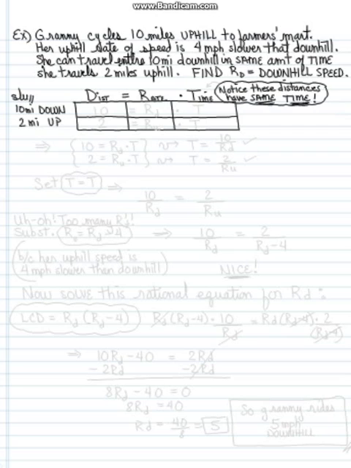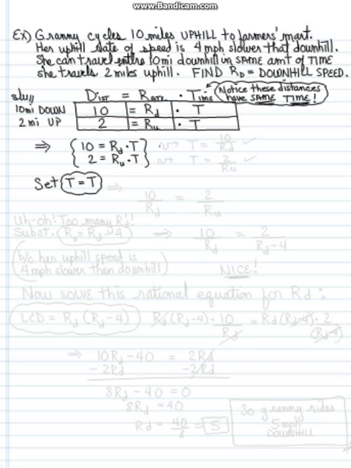Let's fill in the table. Her distance traveling downhill is 10. Her rate of speed is called R sub D times her time t. For uphill, she's only traveling the 2 miles for this problem, equals R sub u, that's the rate of speed uphill, times t. Now that implies that we have 2 equations, 10 equals Rd times t and 2 equals Ru times t. Solve each of these equations for t.